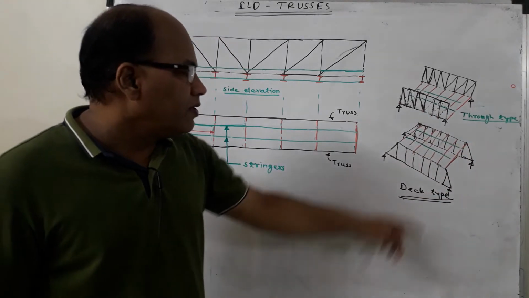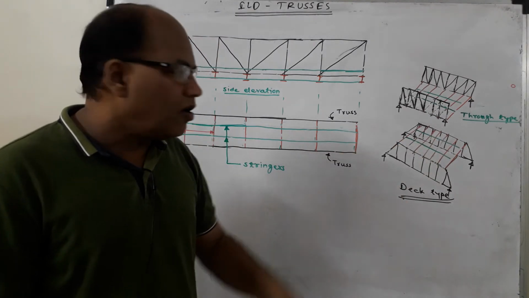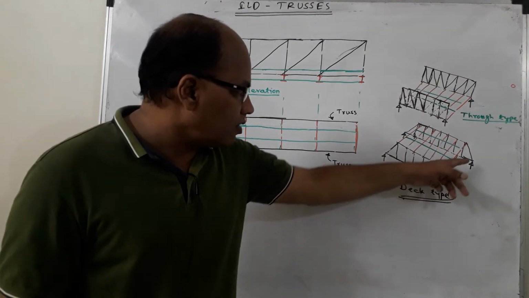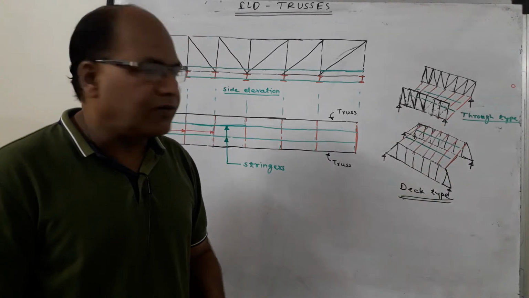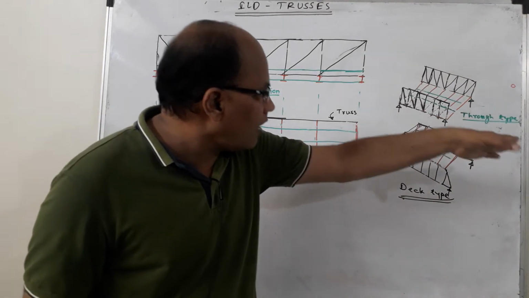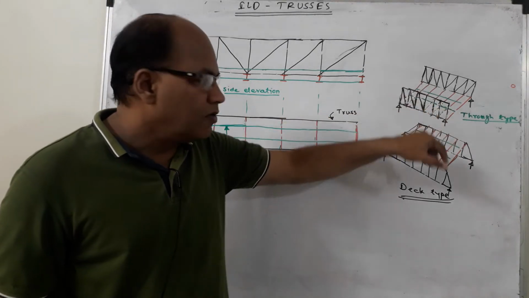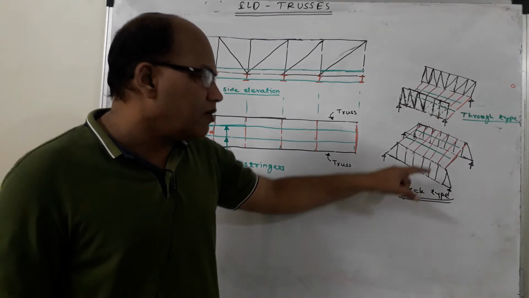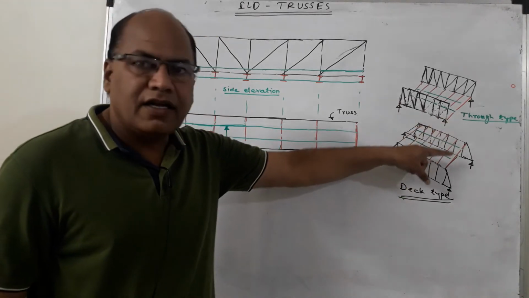Whereas if these cross beams or floor beams are supported along the top panel points of the trusses which are parallel to one another, which I have shown over here, such an arrangement is called a deck type of truss. So the roadway or railway over here is along the bottom chord line of the trusses, whereas here the roadway or railway is along the top chord line of the trusses. So there are two types of trusses, through type of truss and deck type of truss.